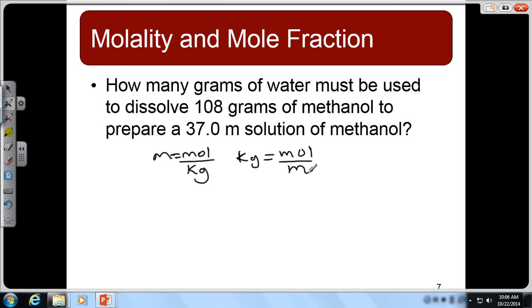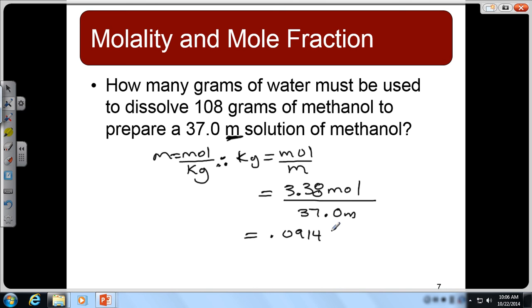You can write it out and then rearrange, it doesn't matter. I'm just rearranging from the beginning, so I can go ahead and plug in. My moles are just like the previous problem, so I didn't have to recalculate there. And the molality is 37 because that's given to us right here. So I get 0.0914 kilograms. To get grams, I multiply times 1,000, which means I move my decimal over 3 places. So that gives me 91.4 grams of water.